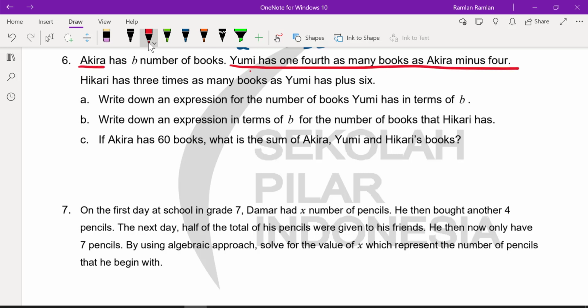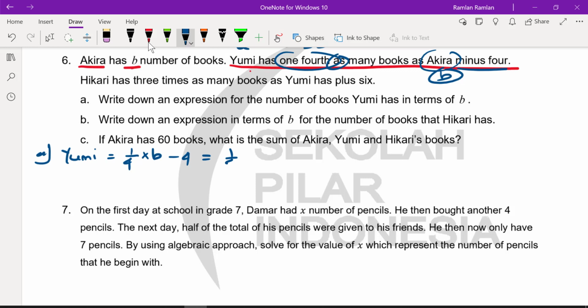So you can see that the number of books that Akira has is represented by the letter B. So this will be the B, right? It's 1/4. So for question A, Yumi will have equal to 1/4 as many books, which means multiplied by the B, which is Akira, and then minus 4. That's it. So I can write it down as 1/4 B minus 4. That's it.